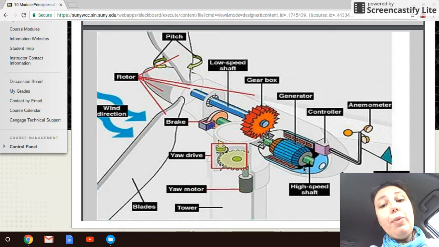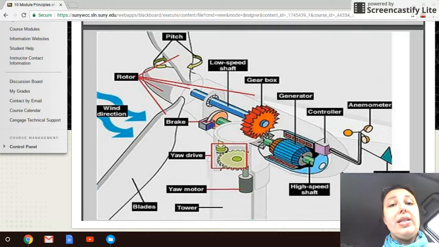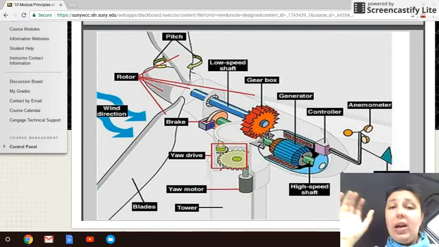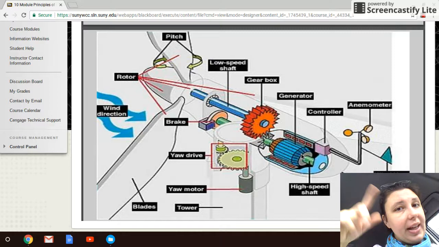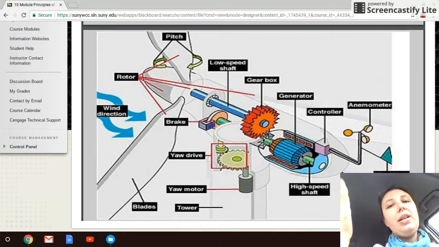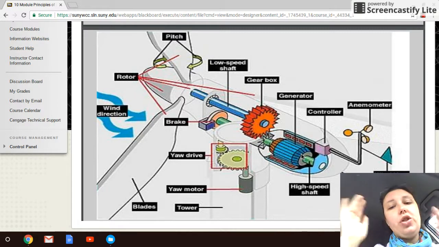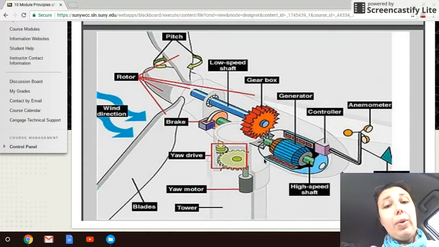That gearbox goes to a high-speed shaft, which is connected to the generator. And the generator is the magnetic system, because I have my coils within it that allow the electrons to jump, making electricity, because electricity is electrons jumping. So that's basically how we're making this.